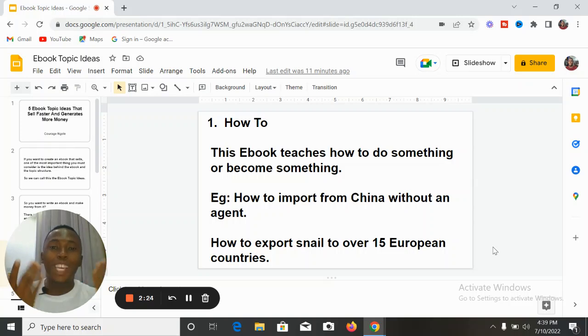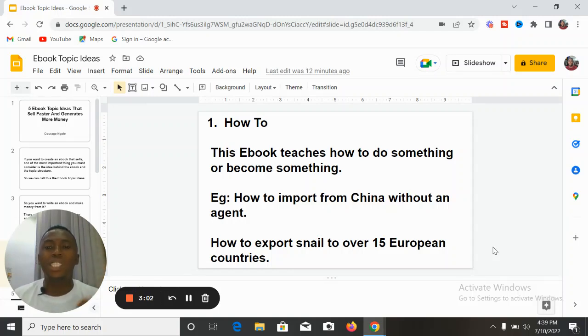So in your own ebook, if you have this knowledge, if you have been importing and it is easier for you, you can create an information product, an ebook that teaches people how to import from China to Nigeria, from China to Ghana, from China to wherever you are, without using an agent. And then you go ahead to outline what they are going to learn: how to import, how to get your address, how to make payments, how to find suppliers, those kind of structures. But the main idea that people are going to get from the book is that they are going to be able to import without the need of looking for agents.